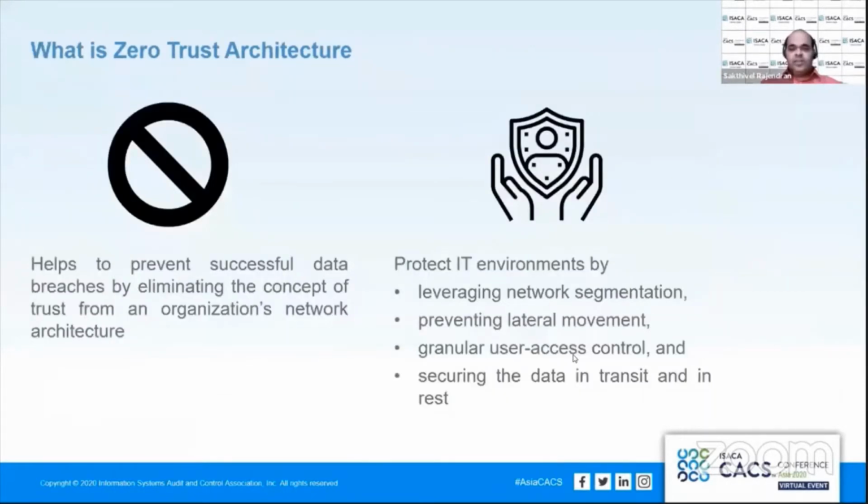So then what is zero trust architecture? Simply put, it's a network design that implements zero trust principles in the organization's network. It includes applying granular access controls, leveraging network segmentation, and securing data in transit, all this sort of thing. This is primarily provided by the zero trust architecture implementation, which implies that zero trust principles are implemented in the organization.